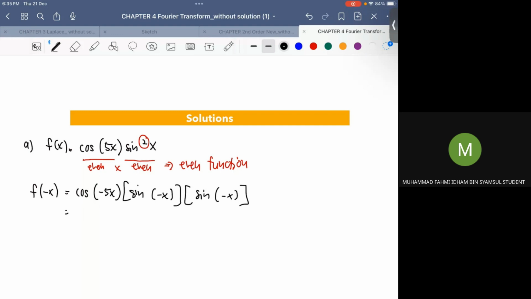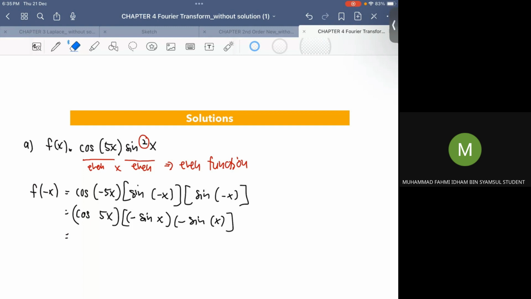So cos negative 5x is the same as cos 5x. Sine negative x, you will get negative sine x. And sine negative x also you get negative sine x. Negative multiply negative will be positive. So you get cos 5x multiply sine square x, and this is equal to f(x). So yes, this is an even function.